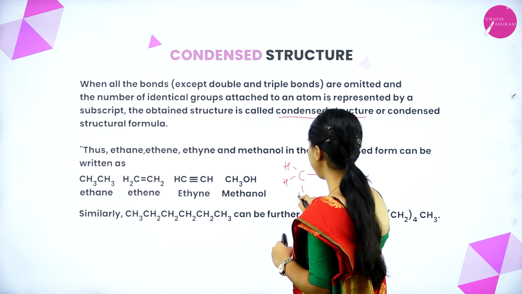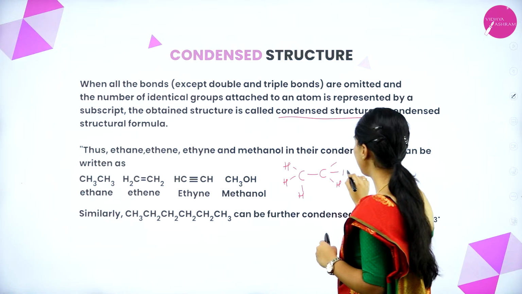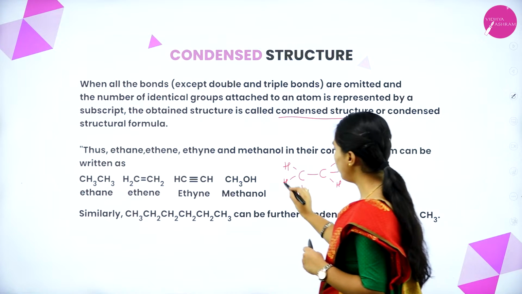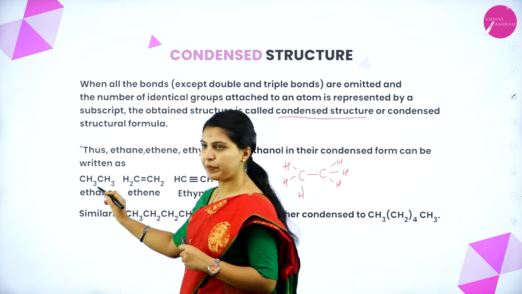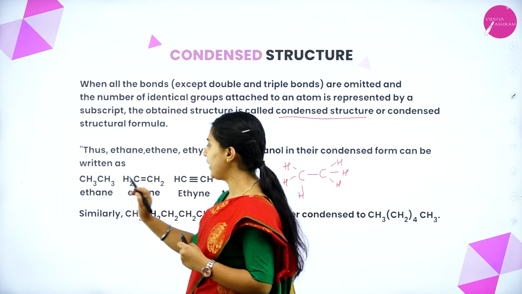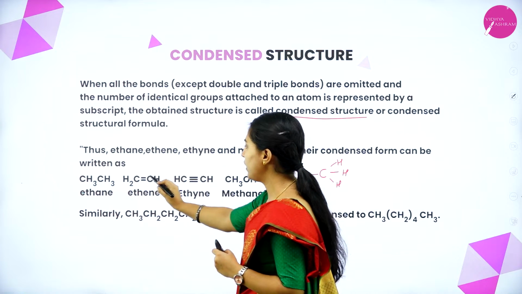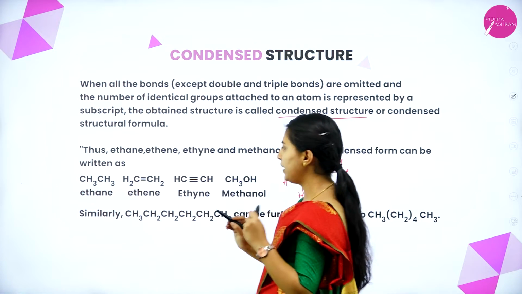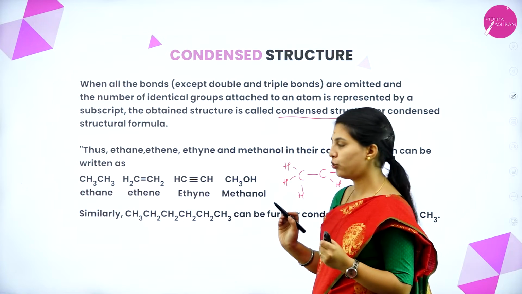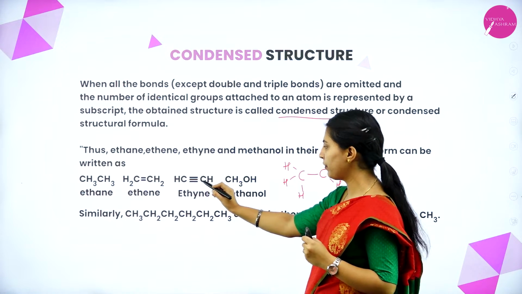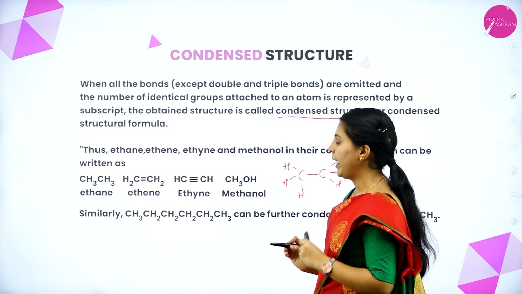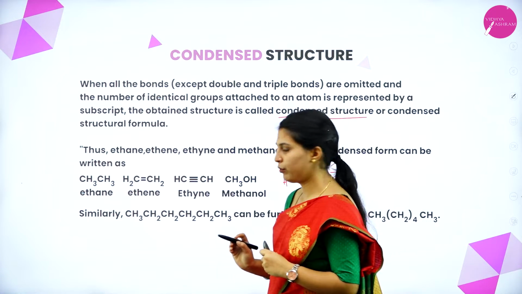This is an expanded form. But what have they told? If you write all the expanded form as a subscript, it will show how many atoms are present in between. Here also a double bond: between carbon and carbon, a double bond will be present. The remaining two will be expanded. Here also a triple bond will be present. The remaining two will be expanded. Like that you have to write.